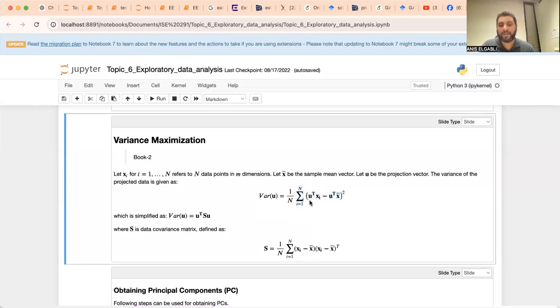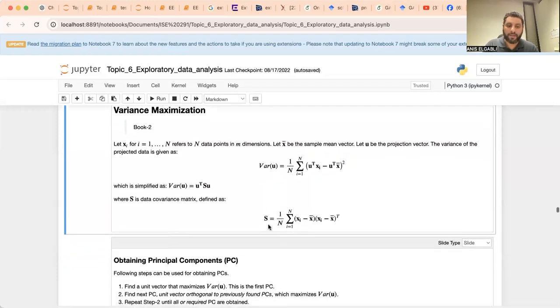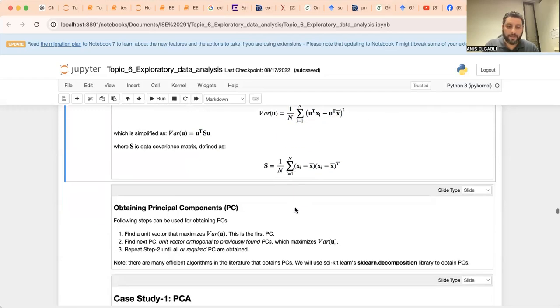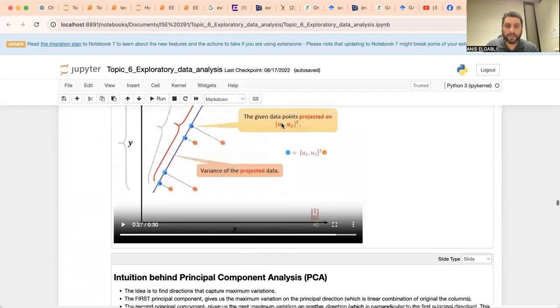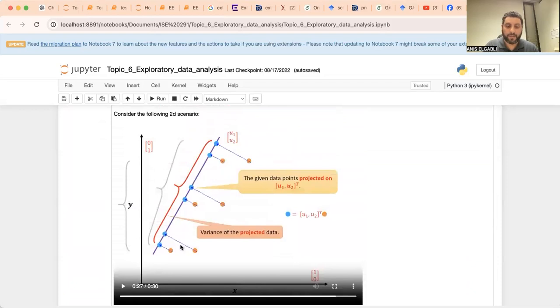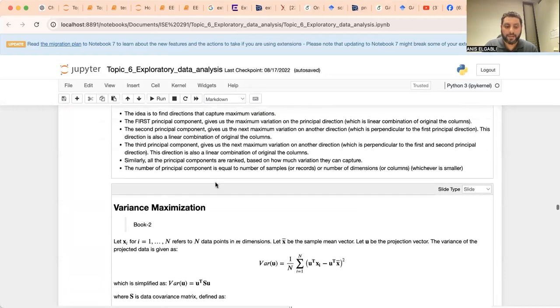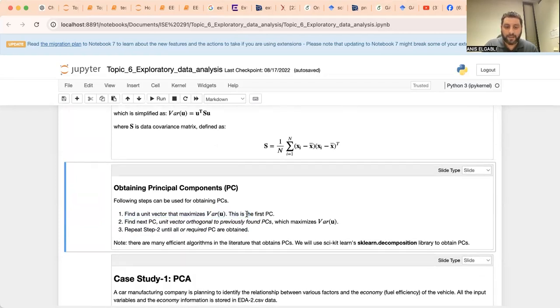We're not going to go into the details of how to solve this optimization problem in this course, but there's a way to solve it. Here is just another representation of the same problem: U transpose SU, where S is equal to this. These are both the same thing. So as I said, we find the first vector that maximizes this. Here it turns out to be this direction. We want to find the unit vector u that identifies this direction, and that will be the first PC.